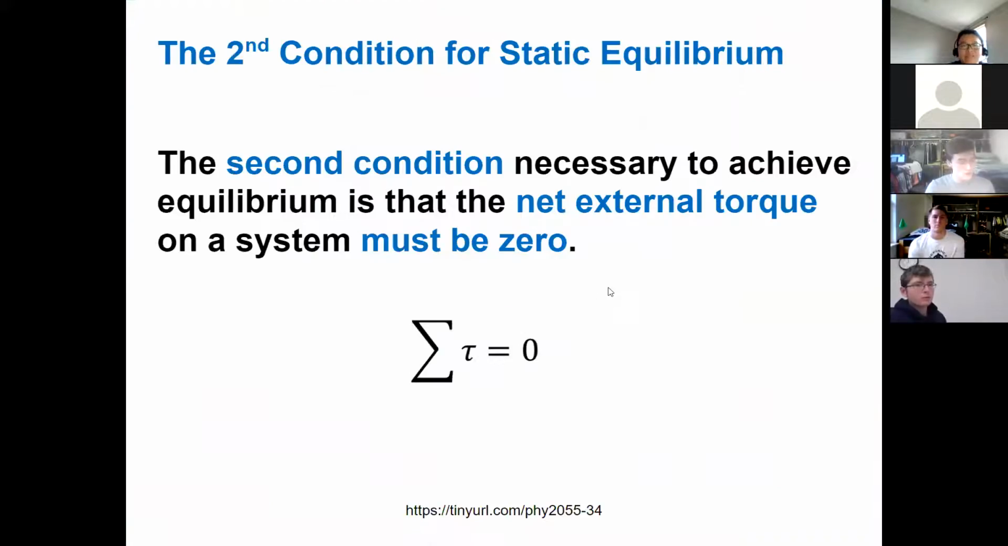That second condition is net torque equal to 0. The net torque from all the forces on the object should be 0 in order to achieve static equilibrium. If you have the two conditions satisfied, then the object will be in static equilibrium: net force equal to 0 and net torque equal to 0.